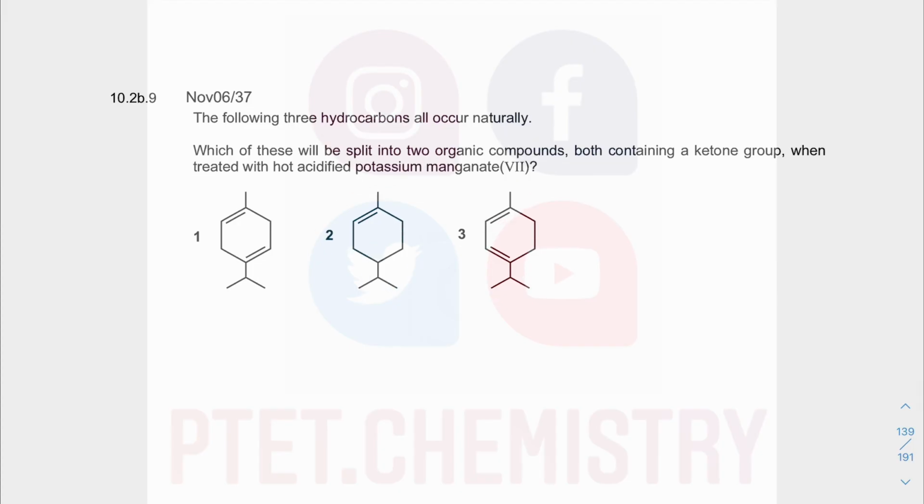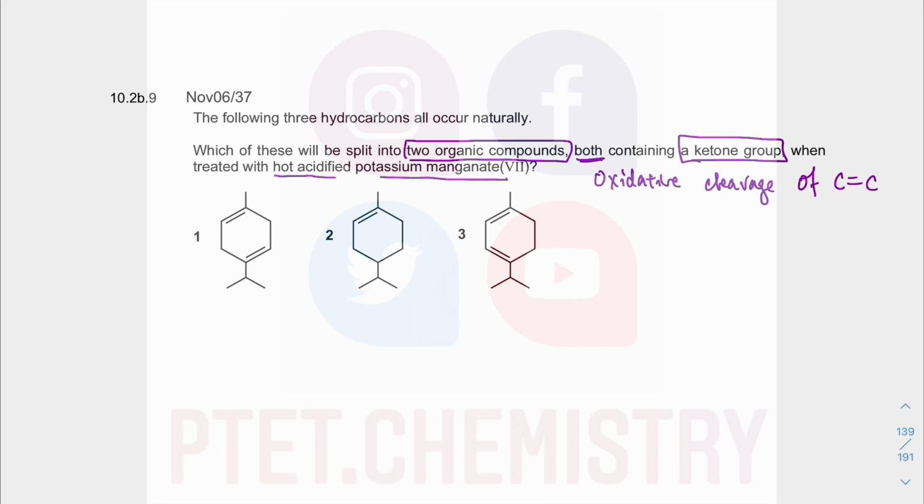In this next question, so we have these 3 hydrocarbons and we have this hot acidified KMnO4. So we're going to do an oxidative cleavage or oxidative rupture. Maybe I just stick with cleavage, alright? Cleavage of carbon-carbon double bond because this is an extreme condition. So we want to get 2 organic compounds. We want both of them have a ketone group, okay? Both of them have a ketone group.